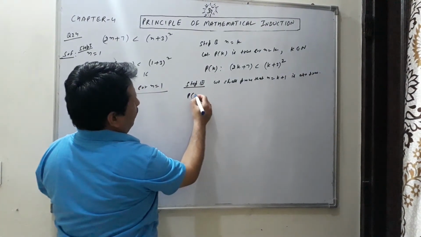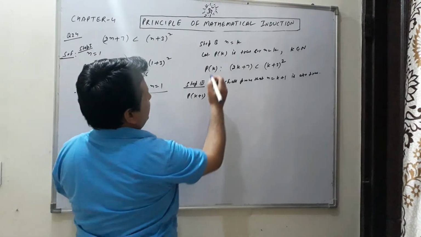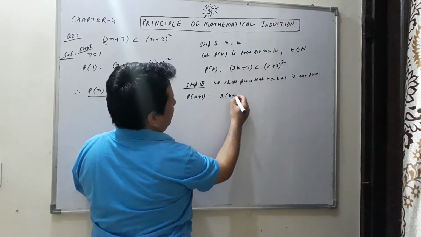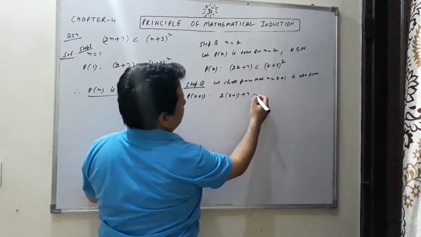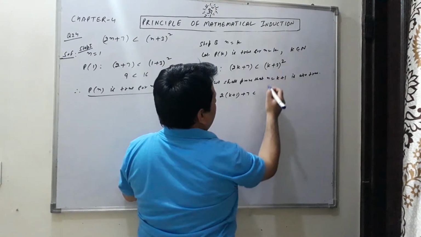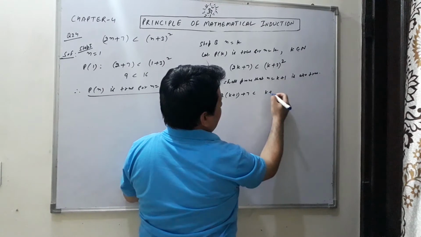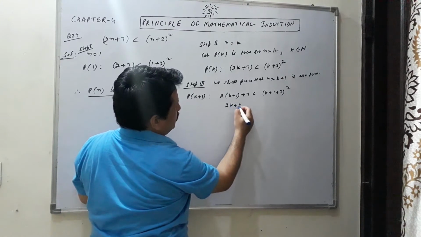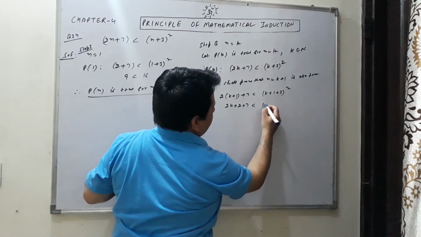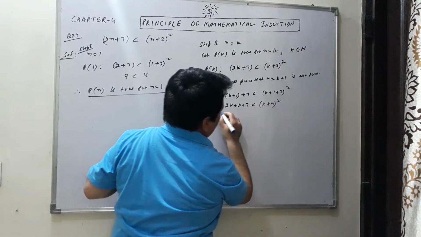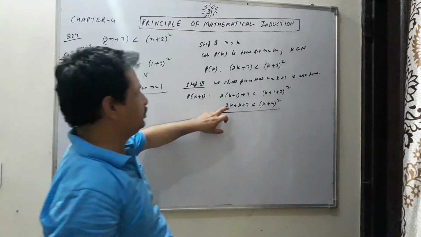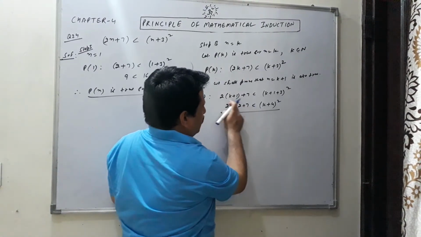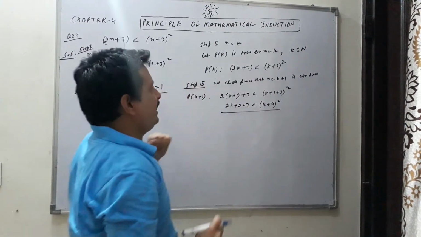So we write here P of k plus 1 such that, now we will make the changes, students. It will come as 2 into k plus 1 plus 7 is less than k plus 1 plus 3 whole square. Students, it will come as 2k plus 2 plus 7 is less than k plus 4 whole square. Now we will not put any value from step number 2 here. We have to prove it by using step number 2. For that what will we do?